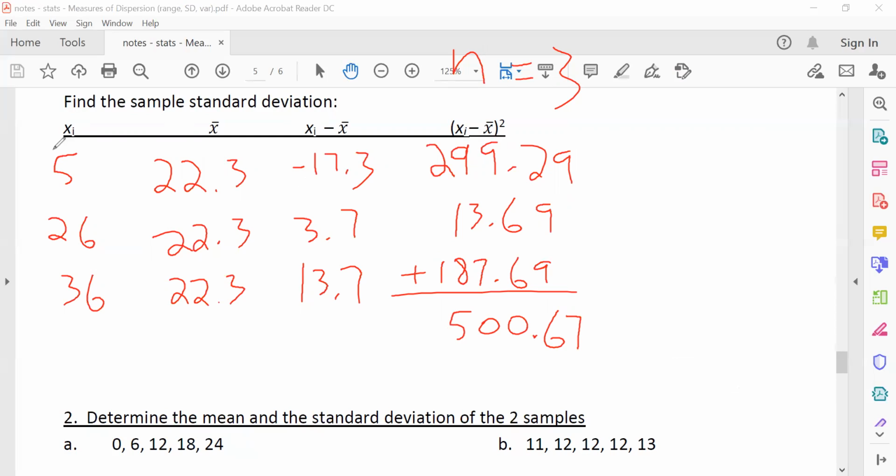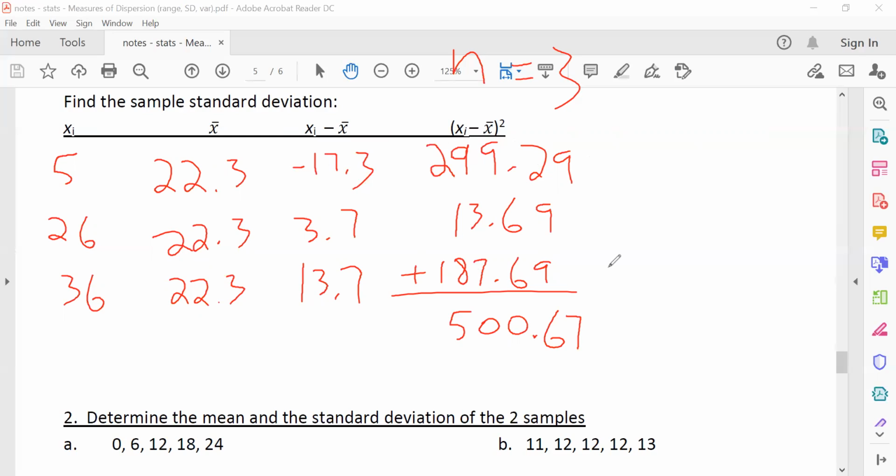What we did was we took each observation and subtracted the mean off from it, and so in this case it came out negative. And then we come over here and square this value. And remember, when you square a negative number, it always becomes positive. So everything in this column should be positive.